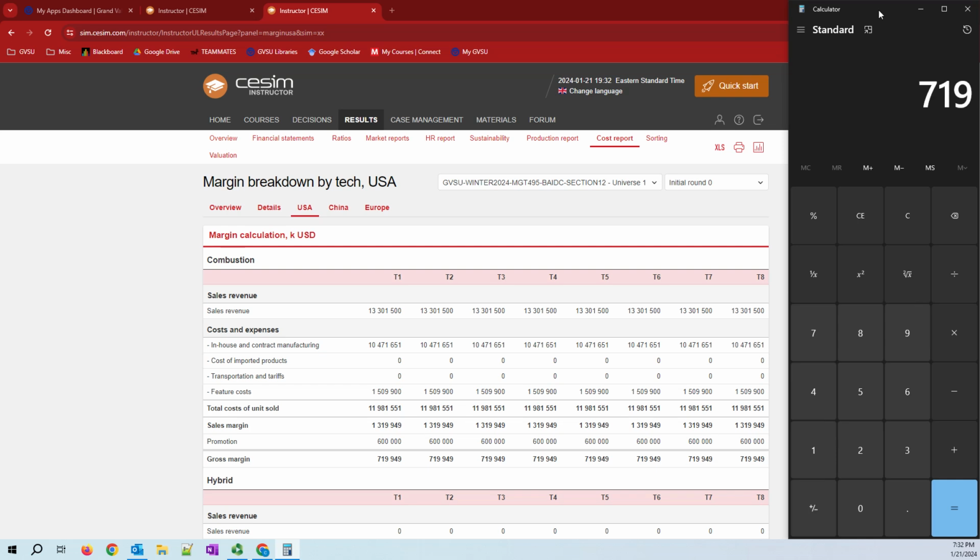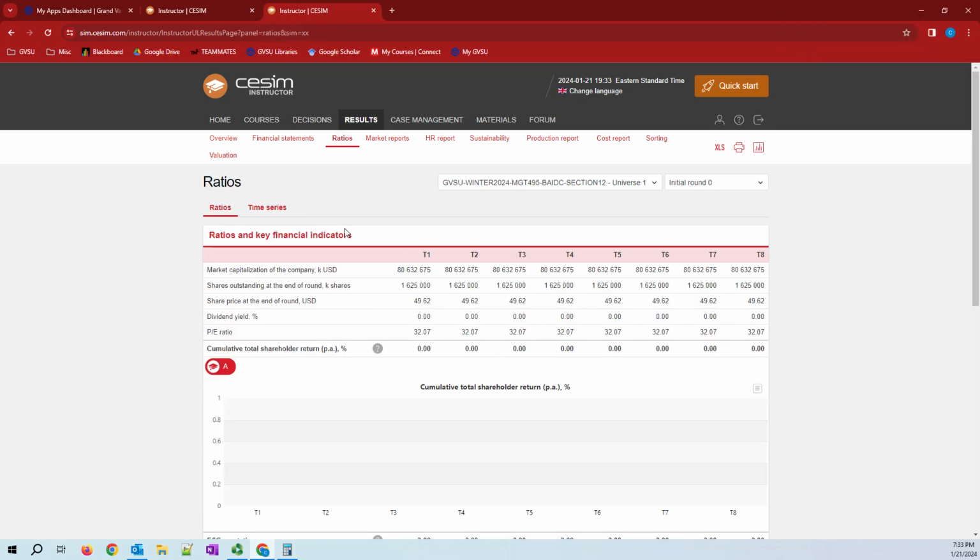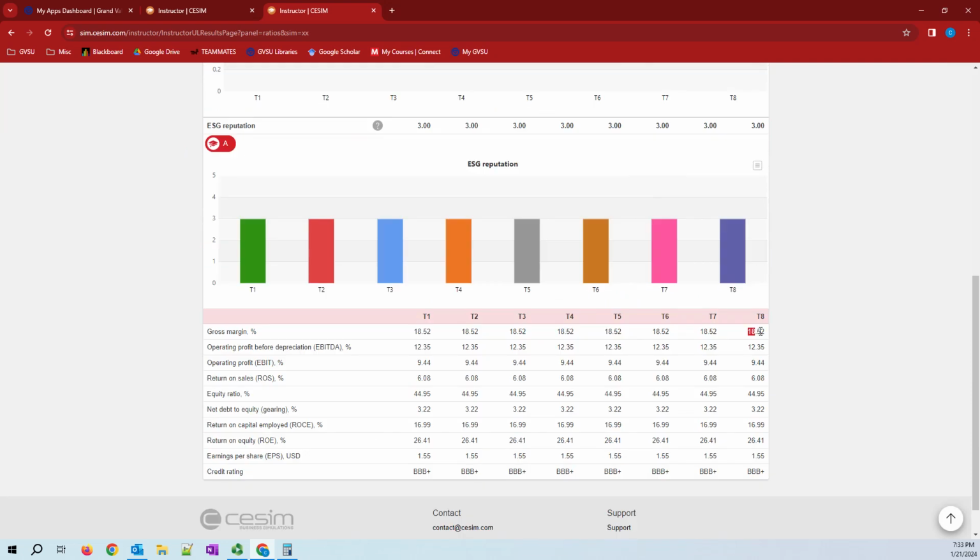So 719,949 divided by 13,301,500, and it comes out as 6% only. So I have about 6% gross margin in USA, about 12.5% gross margin in China, and about 18% gross margin in Europe right now. And if I go to my ratios and if I look at my gross margin, my overall gross margin has been around 18.5%. That's what I see it as here.